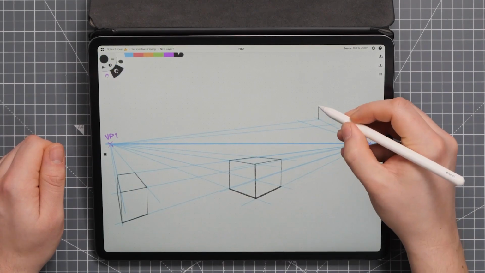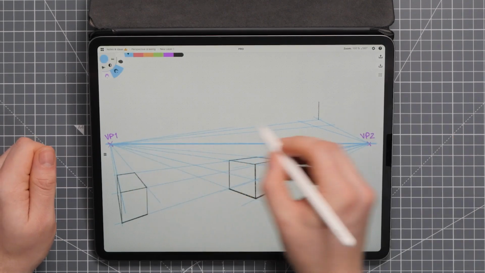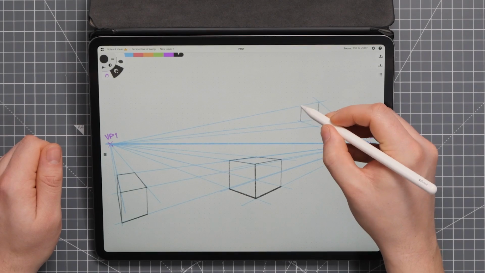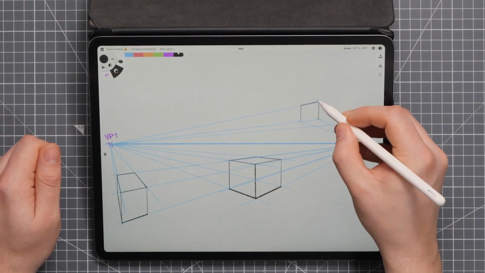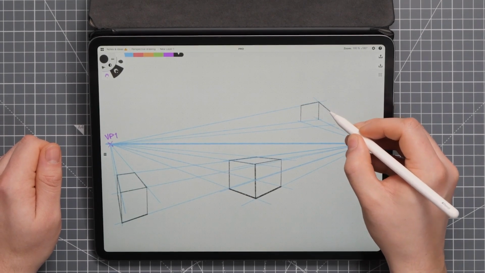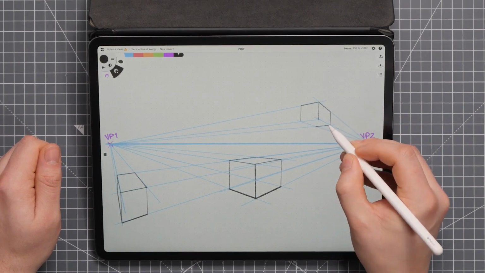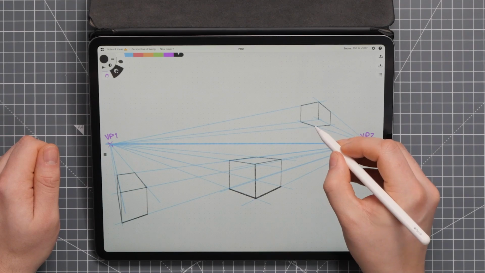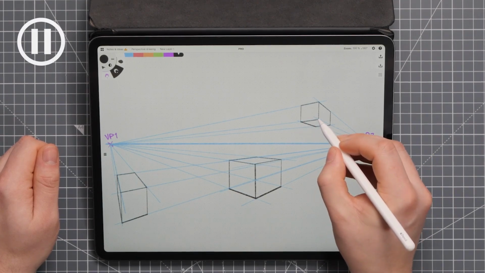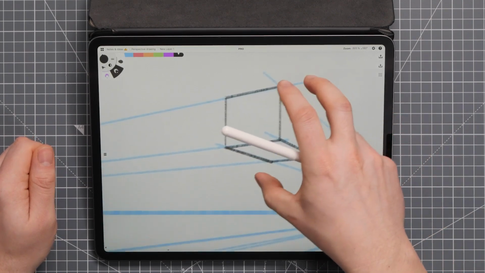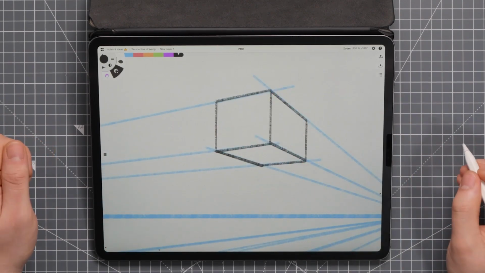Let me show this by drawing a smaller box over here. Having the vanishing points relatively far from the object results in a more natural look. If we now isolate this box by zooming in on it, you can see that the vanishing points used here are far beyond our picture plane.